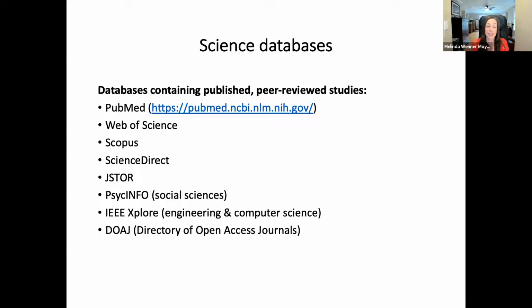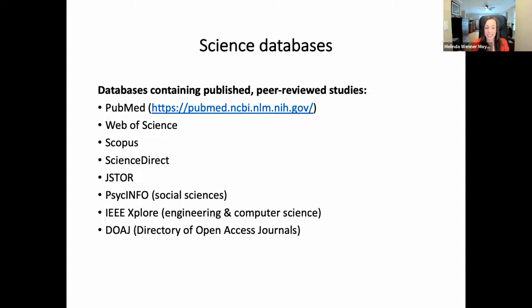So science databases, there are so many. I've listed some of the ones that I use, and some that actually I don't ever use. PubMed is one I use a lot. PubMed is a database that is overseen by the NIH, and it contains biomedical studies for the most part.